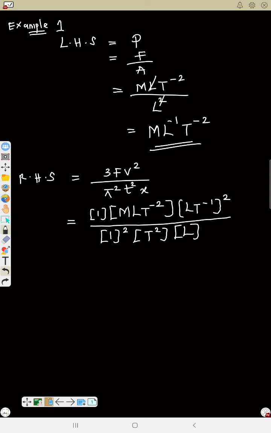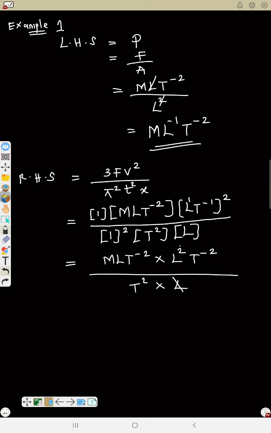If you watch the first video, you can understand all this better. So here we are using dimensions to check the correctness of a formula. Now this will be M L T raised to power minus 2 times L raised to power 2 T raised to power minus 2, meaning the power here is 1, that will be 1 times 2. The number outside will multiply the one inside. Everything over T square times L.